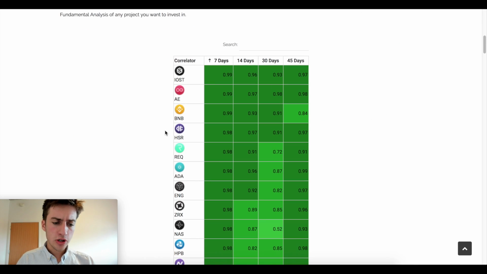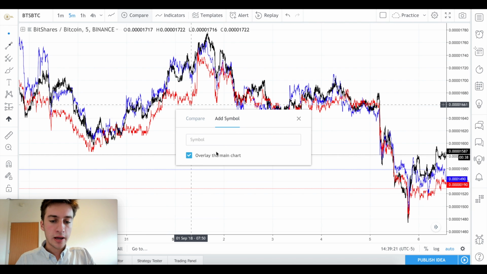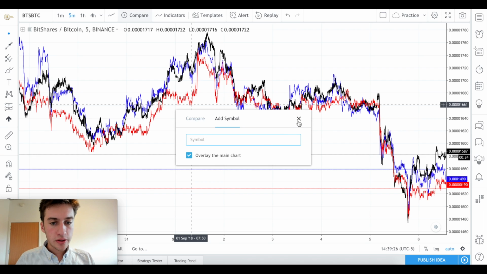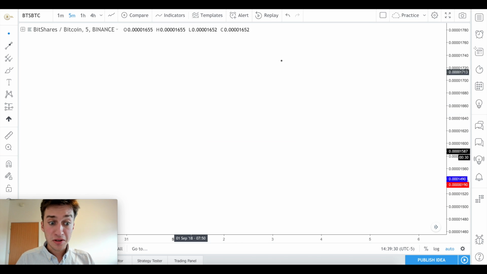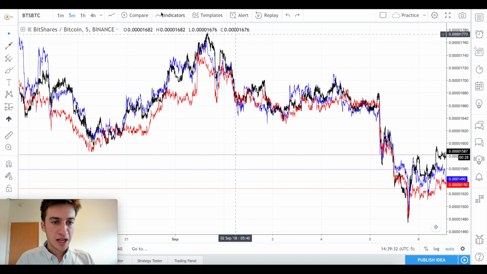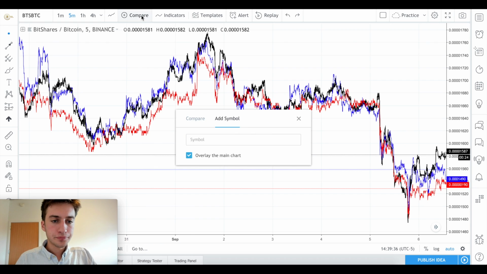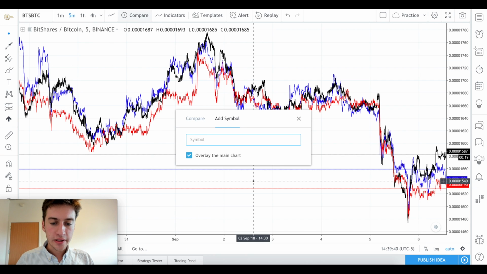And if you want to clutter your chart even more, you could even add more. We could try to add HSR because it has a similar, moderately similar market cap. So if I wanted to do that, I would type in HSR, BTC, and this is going to clutter the chart a lot. Maybe too much here. Maybe it just doesn't like HSR. We can find a different pair. REQ works as well. Okay, REQ BTC on Binance.